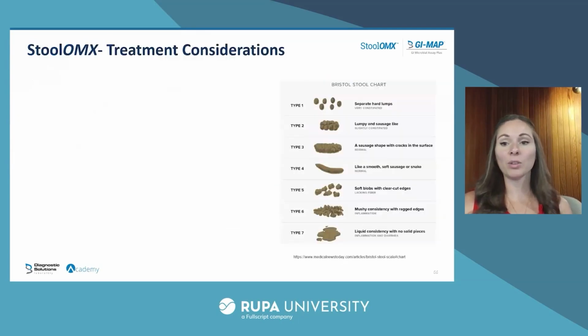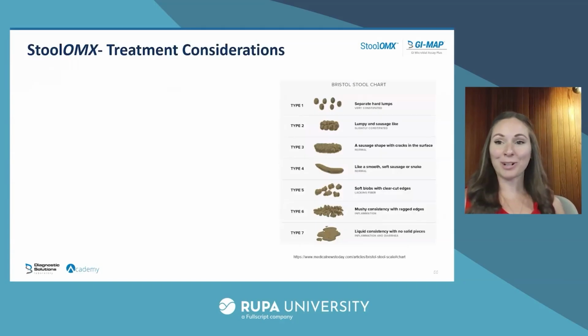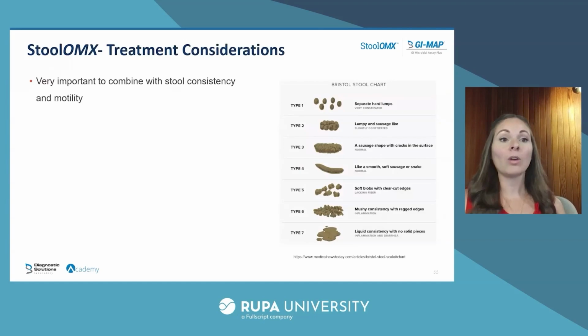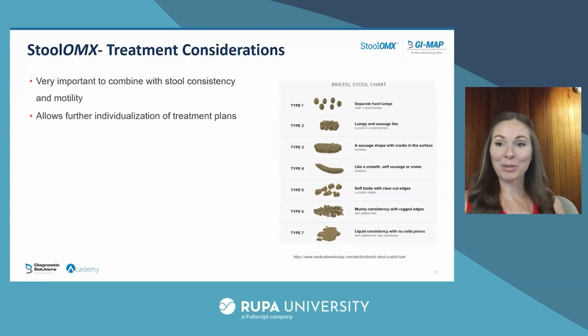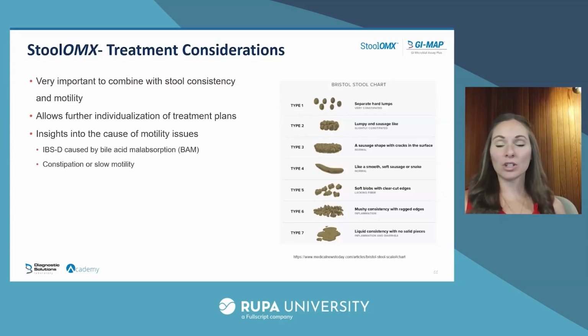Just to wrap it up here, a few considerations that I want you to think about, especially if you're going to be consulting with us on the phone, which we are happy to do to go through these StoolOMX results with you. Really important to have that history, that background. What's their stool consistency and motility? If you're not using a Bristol stool chart in your practice at this point, I highly recommend it. I've included one there on the right. And having that information, as I've hopefully impressed upon you throughout this, allows us to further individualize our treatment plan and really target things even more. And again, insights into these motility issues, I want that to really be top of mind. Again, our inflammation, chronic gut lining dysfunction.